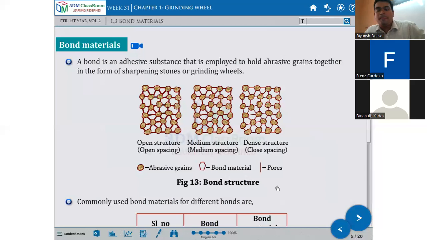Now what is the meaning of bond? Bond holds the abrasive particles together.